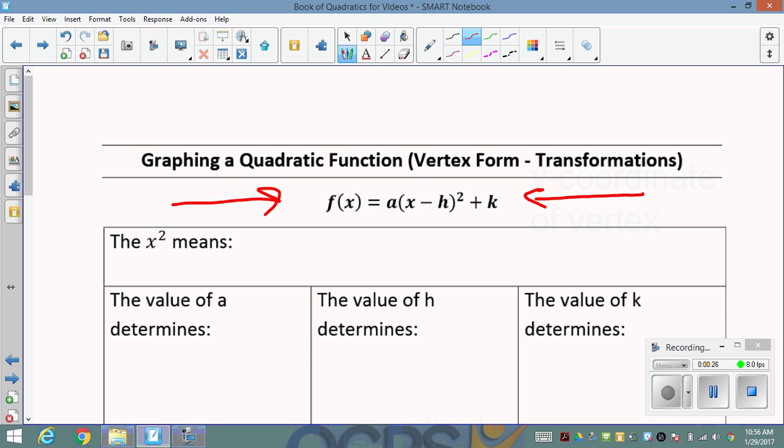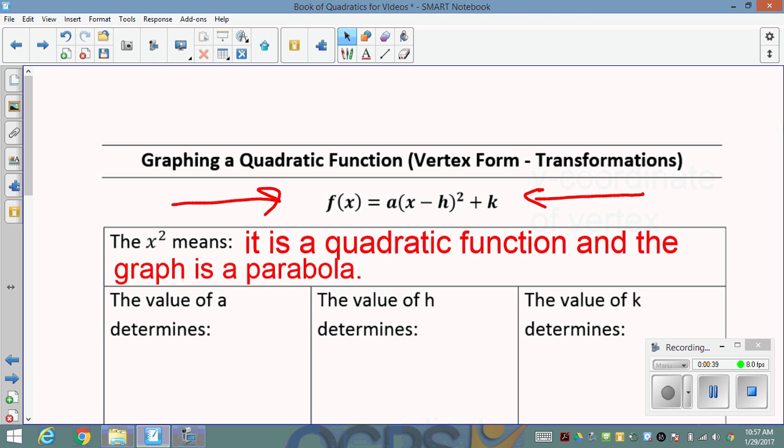Now, in the last couple of days, we've been discussing what a, h, and k do as far as transformations in relation to your parent function. Now we're going to put them all together in one. Let's start by remembering what the x squared tells us. It tells us that it is a quadratic function and the graph is a parabola. So that's important. When we see this squared here, we know that we're going to get a parabola shape.